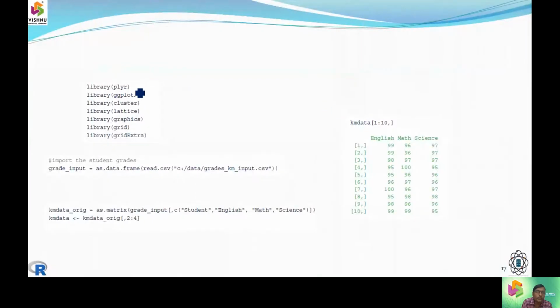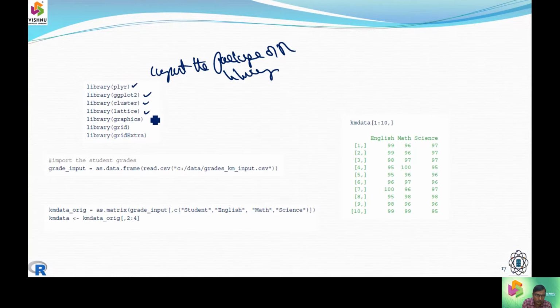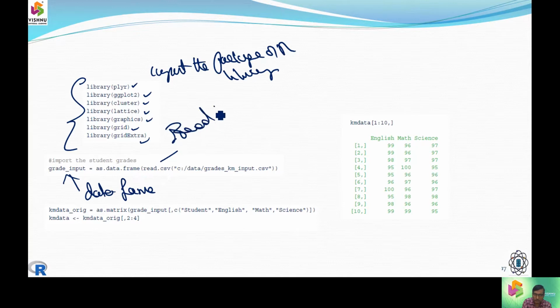So for that, first we are going to import the libraries. We are going to import the R library packages. So that is plotter, followed by ggplot2, followed by cluster, followed by lattice, followed by graphics, followed by grid, followed by extra. So these are all necessary if I am going to do this clustering. Now first of all, we are going to read this grade input. It is going to be a data frame, and in this data frame we are going to read the data set.